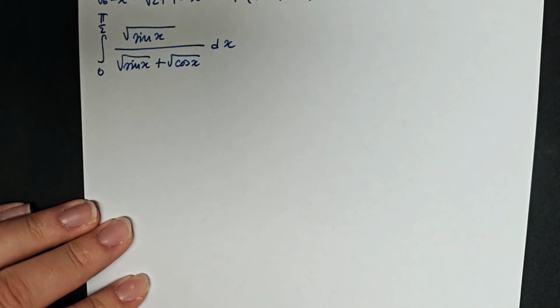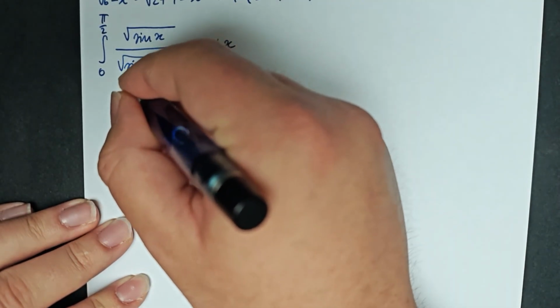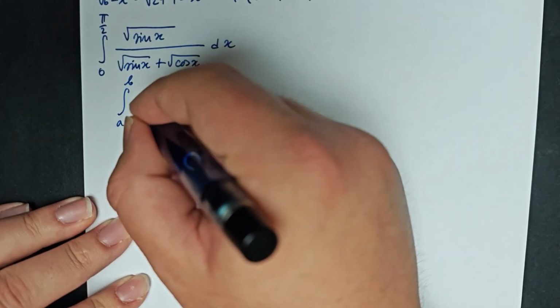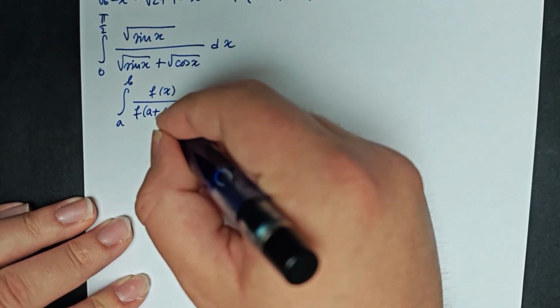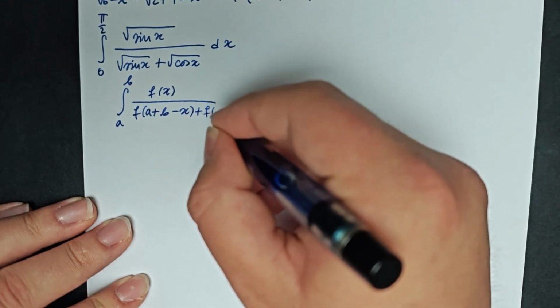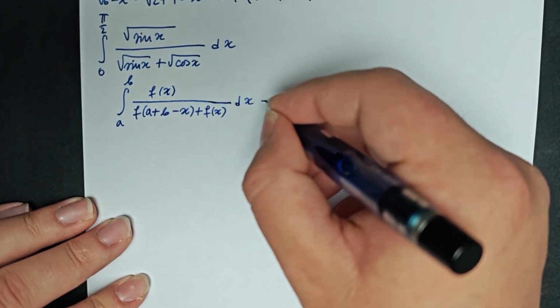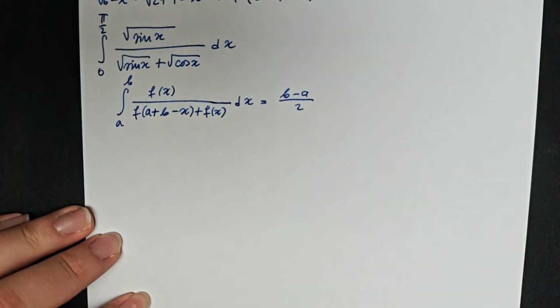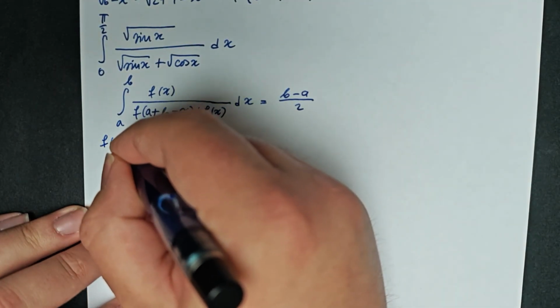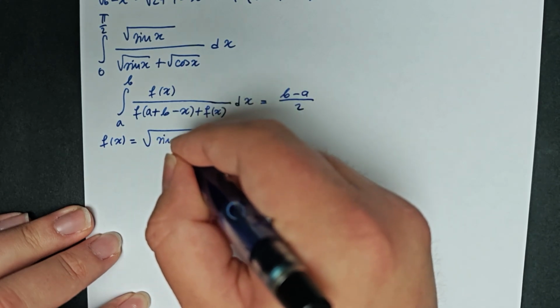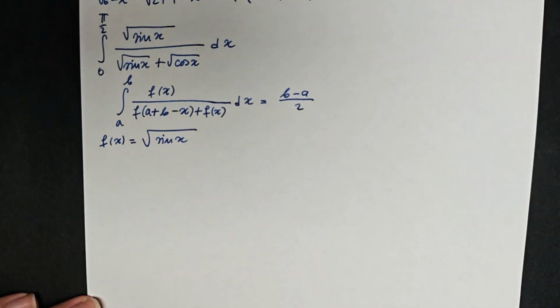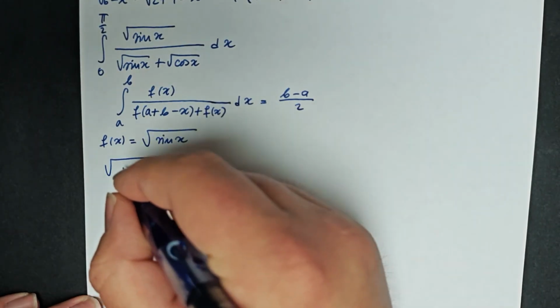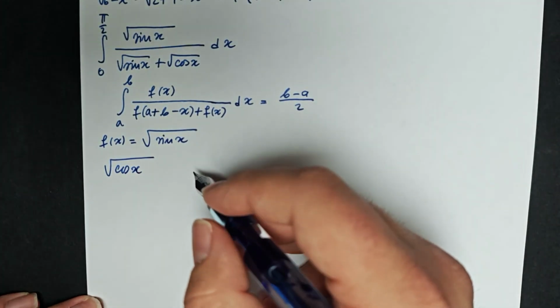This integral also corresponds with the given formula. Remember, the formula is the integral from a to b of f(x) divided by f(a + b - x) plus f(x), dx, equal to (b - a) over 2. The only challenging part is to see how. Let's take that f(x) is the square root of sine x. The question is, what are we going to do with a cosine of x under the square root?